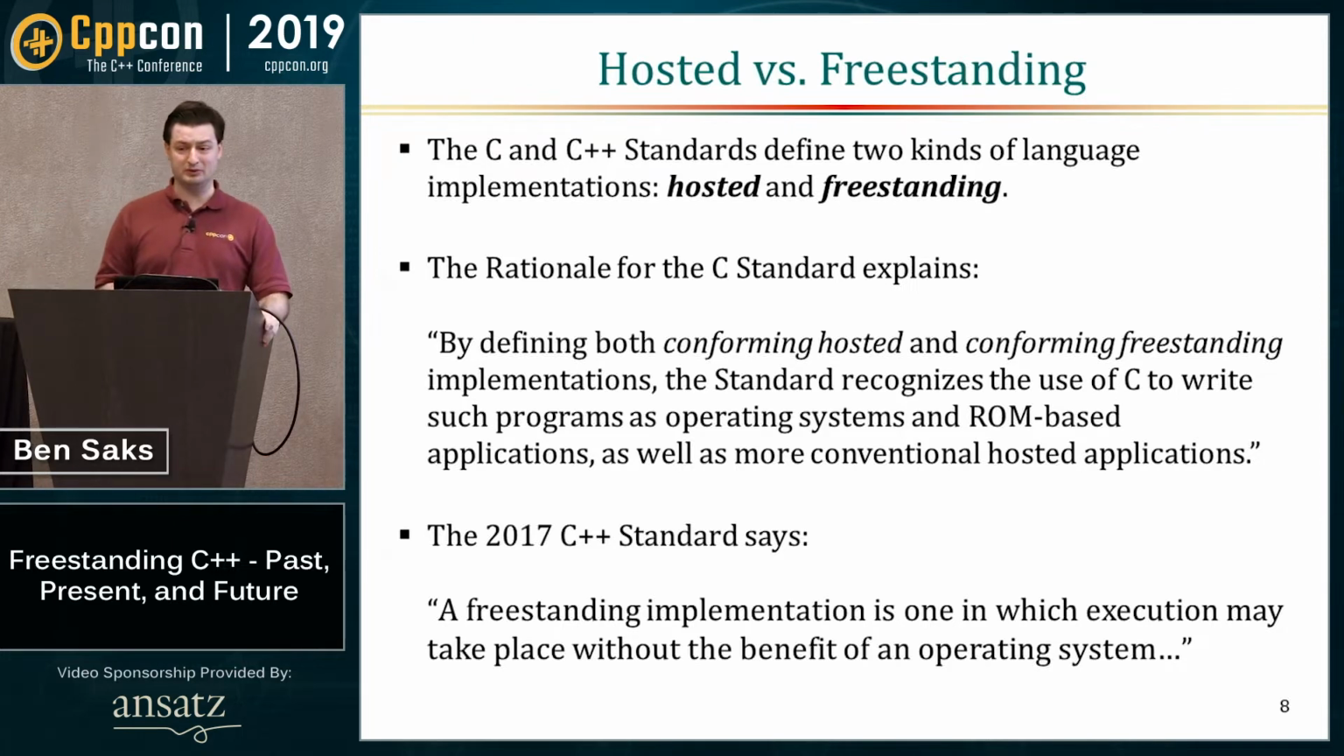And the two standards explain the purpose behind these a little bit differently, but they wind up in more or less the same place. So the rationale for the C standard says, by defining both conforming hosted and conforming freestanding implementations, the standard recognizes the use of C to write such programs as operating systems and ROM-based applications, ROM-based applications being a common way of implementing embedded systems like I was discussing before, as well as more conventional hosted applications.